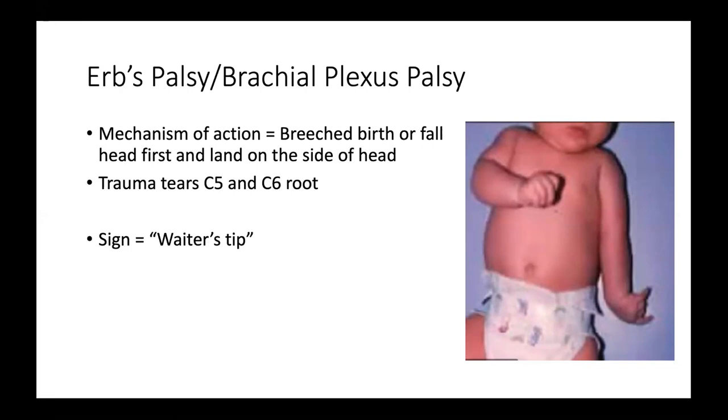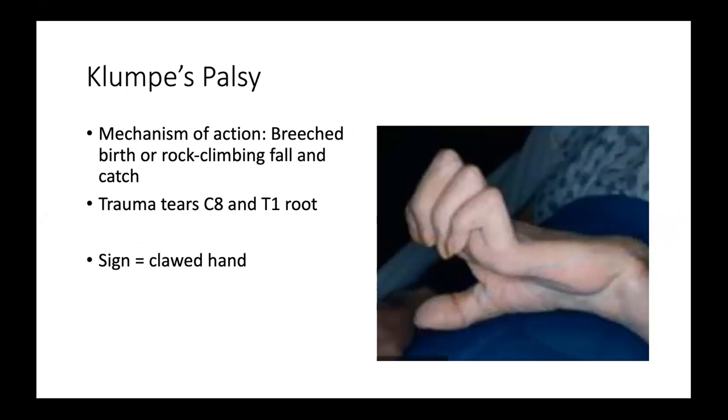Then we're going to go to the opposite. So we're going to go from C5, C6, to the opposite side. The opposite is called Klumpke's palsy. That's where you get that claw, okay? So this one is actually really rare. It usually only happens to rock climbers, when they accidentally slip and then try to catch themselves. Basically when they do that, the bottom two break, and what they get is a clawed hand.